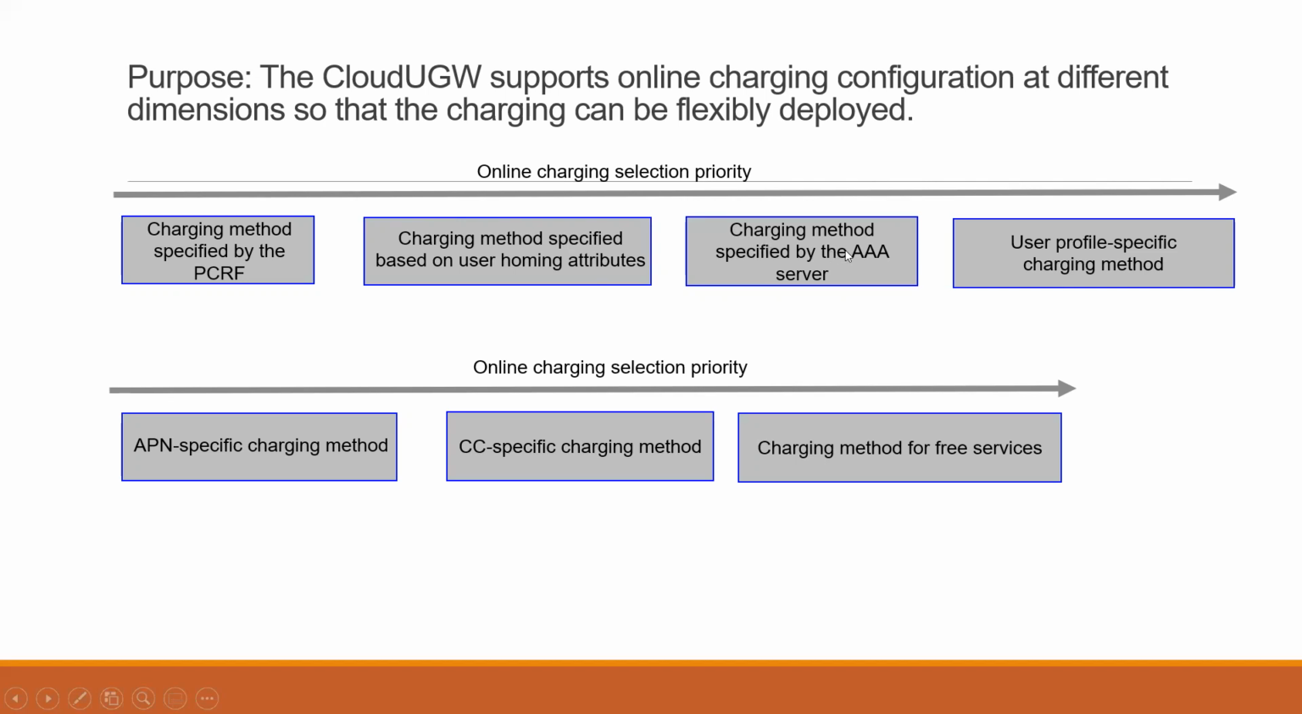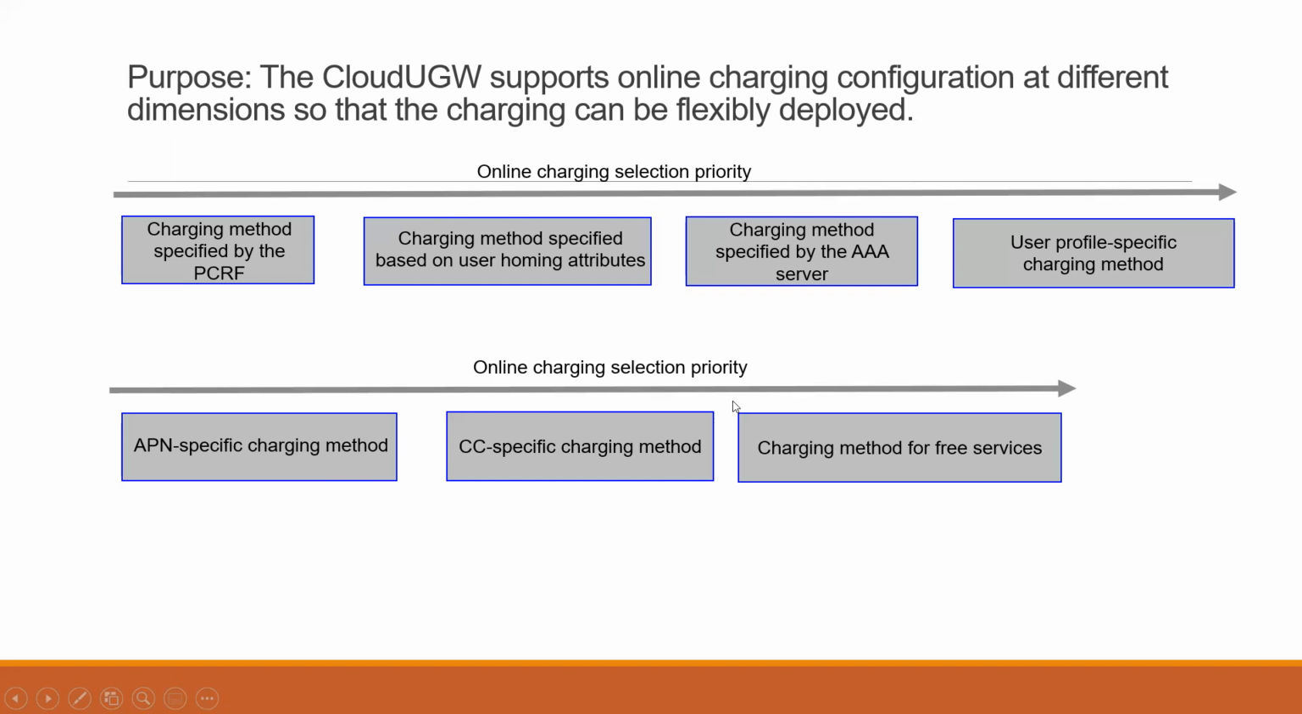Then you have the AAA base, and then finally is the user profile specific charging methodology. Okay, and your online charging selection, and if you're going to look into how it's done with specific to APN, so APN has your specific charging method, which has the priority, then the parameter that has more priority, and that is your CC specific charging method, and then your charging method for free services gets the highest priority.